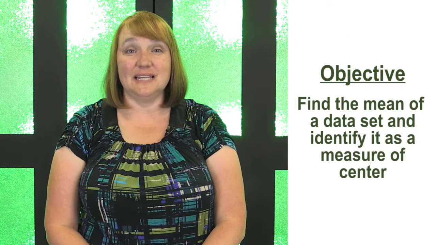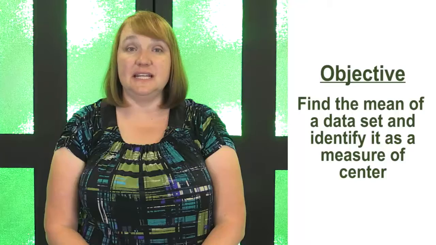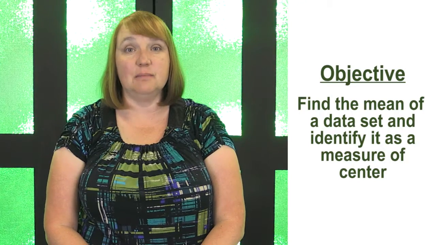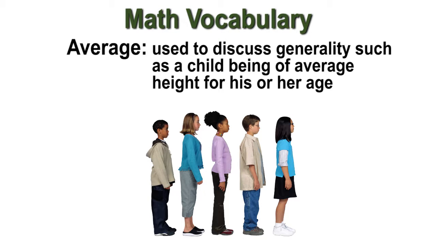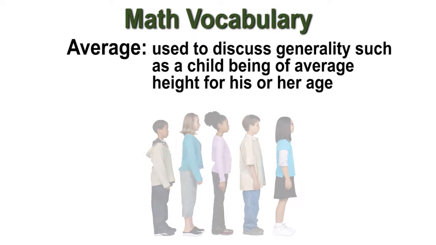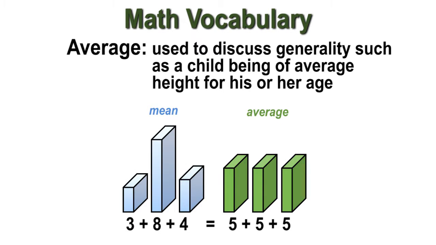The objective of this lesson is to find the mean of a dataset and identify it as a measure of center. Students may associate the mean with the average. An average is often used to discuss generalities such as a child being of average height for his or her age. Students' general understanding of the term average often mirrors the definition of mean. Both are a measure of center.